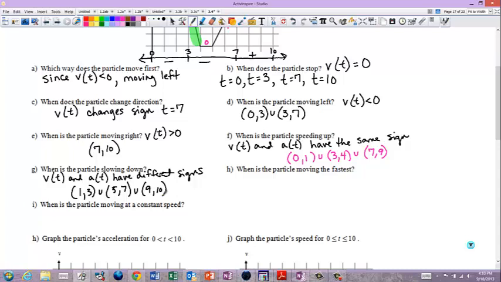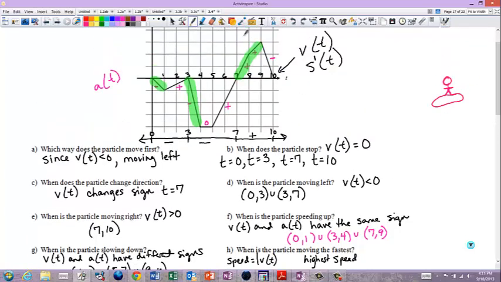When is the particle moving the fastest? Well, fastest indicates speed. So when does it have the highest speed? Speed is the absolute value of velocity. So let me erase all this off the graph. I don't need all this stuff. I need my numbers. 1, 2, 3, 4, 5, 6, 7, 8, 9, 10. Okay. Where is it the fastest is the question.